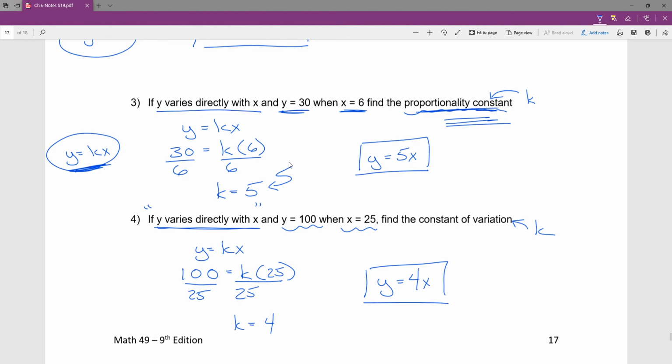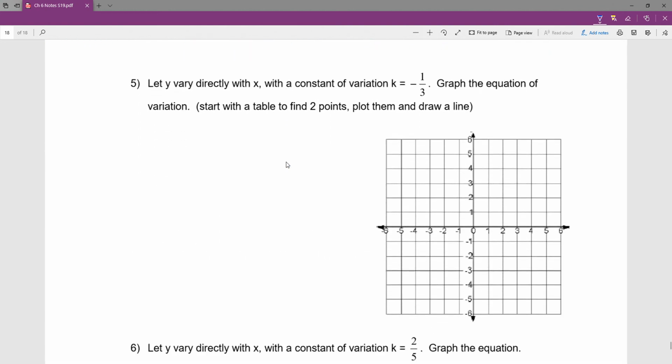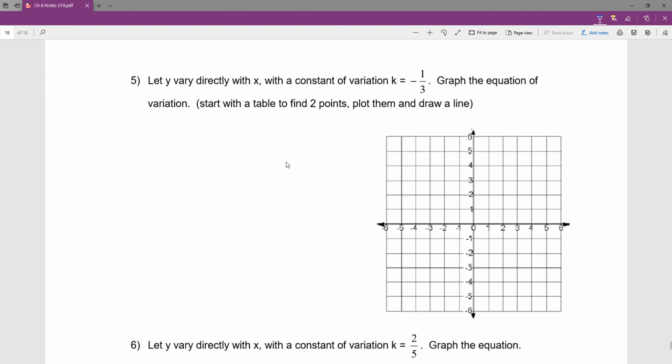Oops, sorry, there were two more. Okay, hang on. One more. So it says y varies directly with x, and we have a constant of variation of -1/3. So in this one, we need to come up with that framework equation. So the framework equation would be y equaling kx, and this time we know k. So the actual equation that we're dealing with is y equaling -1/3 x. That is the equation of the line.